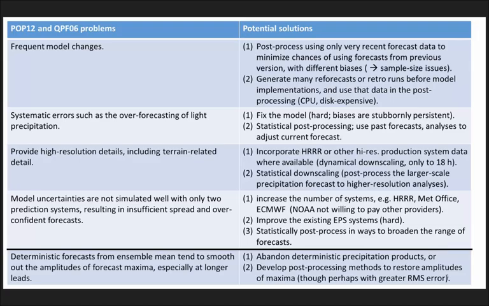Fixing the model is a very difficult thing to do because it ends up being related to parameterizations that really get you into the very details of the forecast model. This is one thing that is amenable to fixing through statistical post-processing, thankfully. In terms of providing high-resolution details, including terrain-related detail, well, dynamical downscaling, as in using a high-resolution model, is one obvious solution, and in future versions of the blend, we indeed hope to incorporate the high-res rapid refresh information.